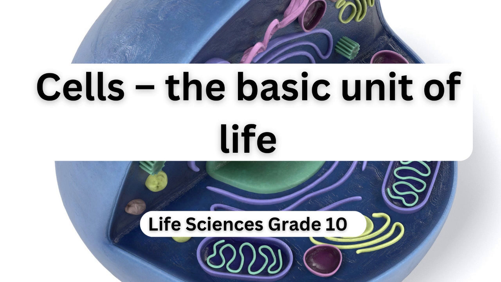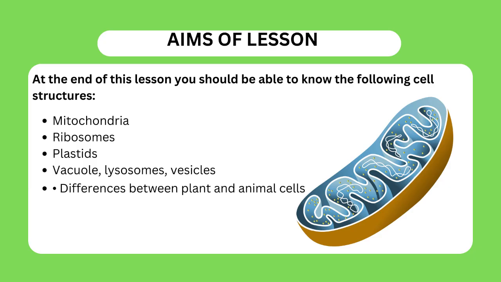Topic: Cells, the basic unit of life. Aims of lesson. At the end of this lesson, you should be able to know the following cell structures: mitochondria, ribosomes, plastids, vacuole, lysosomes, vesicles. Differences between plant and animal cells.